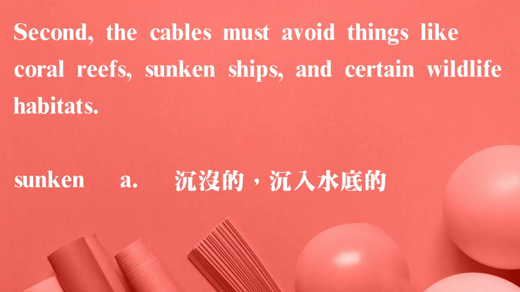Second, the cables must avoid things. What do they have to avoid? They have to avoid things like coral reefs, sunken ships, and certain wildlife habitats. Okay, a habitat is the living area of an animal. And in this case, some sort of sea creature. So the cables, they must avoid things like coral reefs.